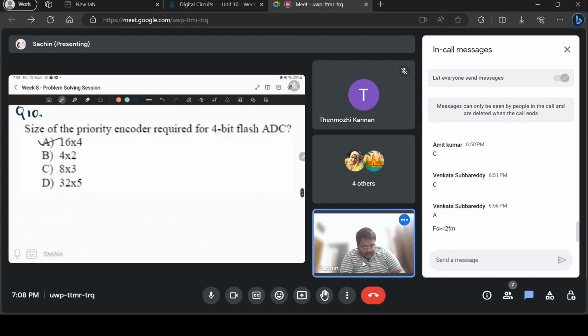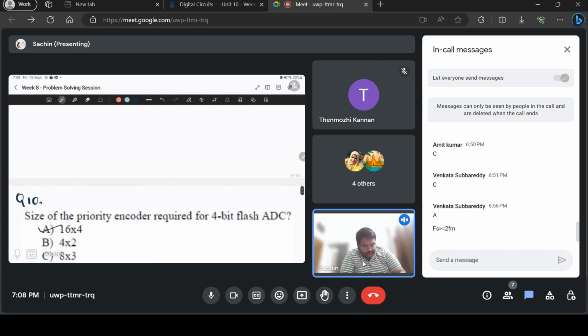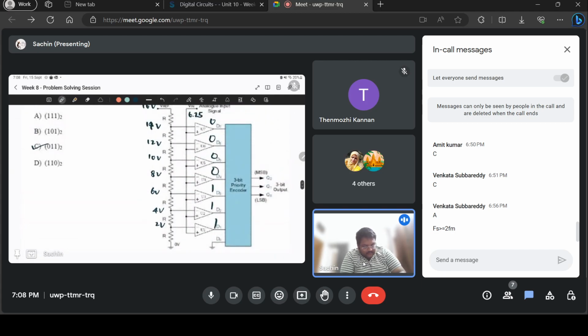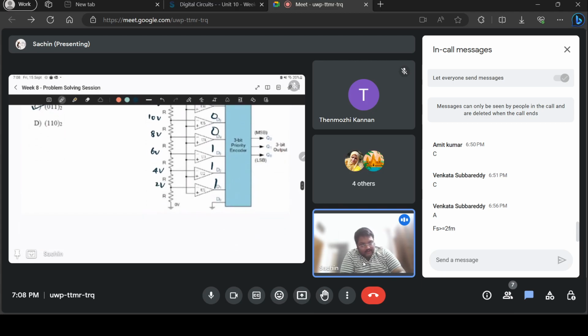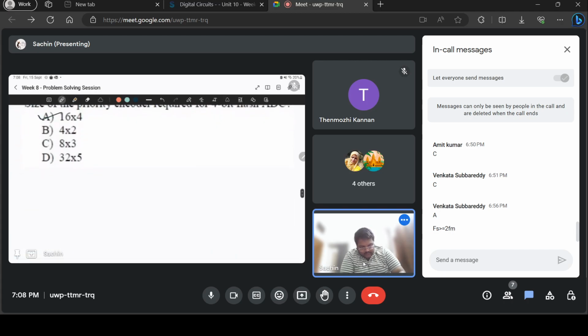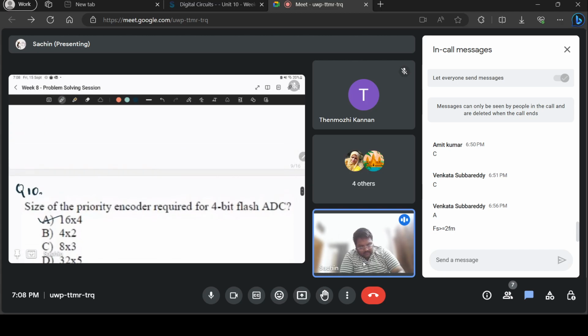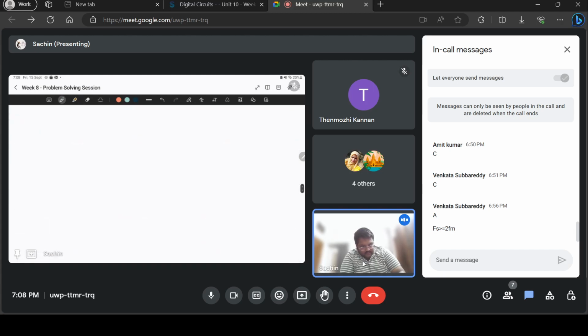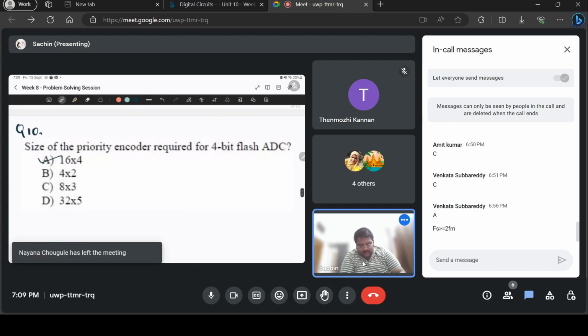Question number 10, they've asked you what is the size of the priority encoder for a 4-bit flash ADC. You can see that the number of outputs in an n-bit flash ADC is the number of output lines that you need in the priority encoder. So the number of outputs in the priority encoder must be 4 for a 4-bit flash ADC. So it should be option 1. The number of inputs will be 2 power n to that encoder. You can see here, for a 3-bit flash ADC, the number of inputs to the priority encoder is 2 power 3, 8.